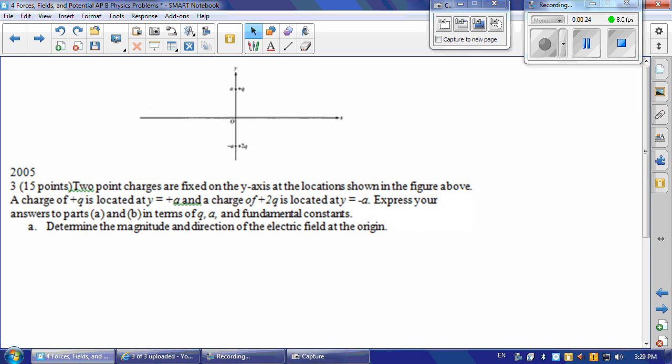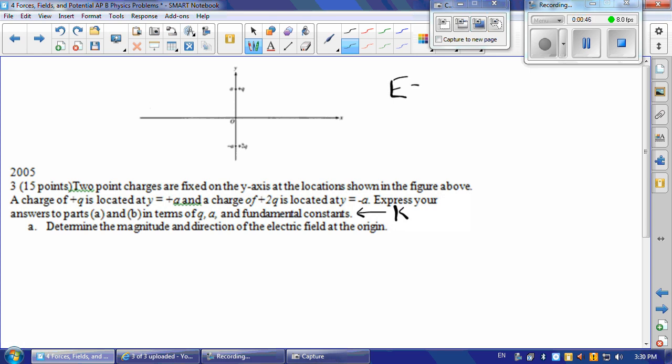So it says two point charges are fixed on the y-axis at the location shown in the figure above. A charge of plus q is at plus a, and a charge of plus 2q is located at minus a. Express your answers to parts A and B in terms of q, a, and fundamental constants. Still, as always, remembering that a fundamental constant is k, so you can have that in there. Determine the magnitude and direction of the electric field at the origin.